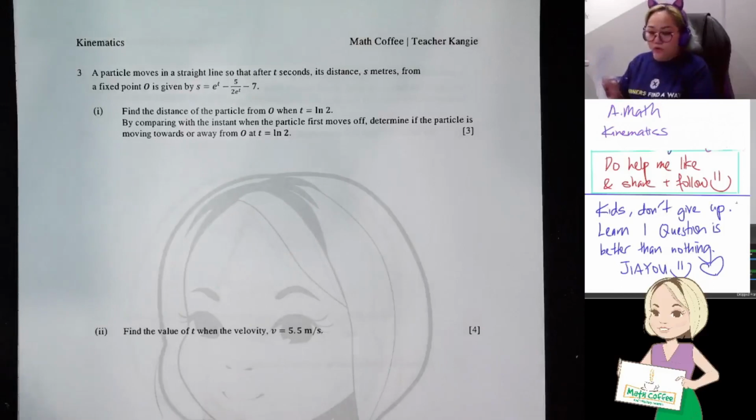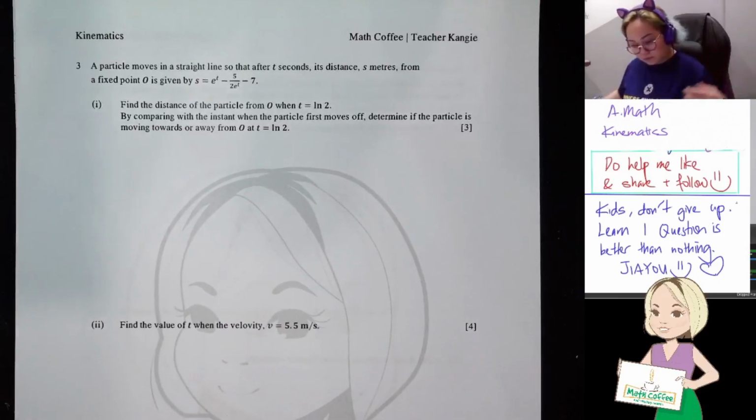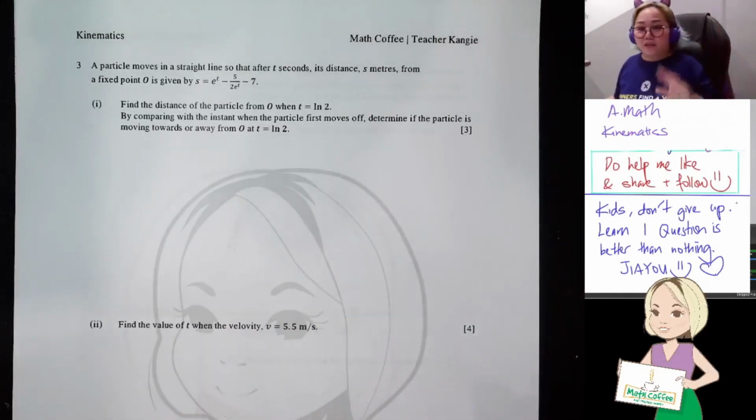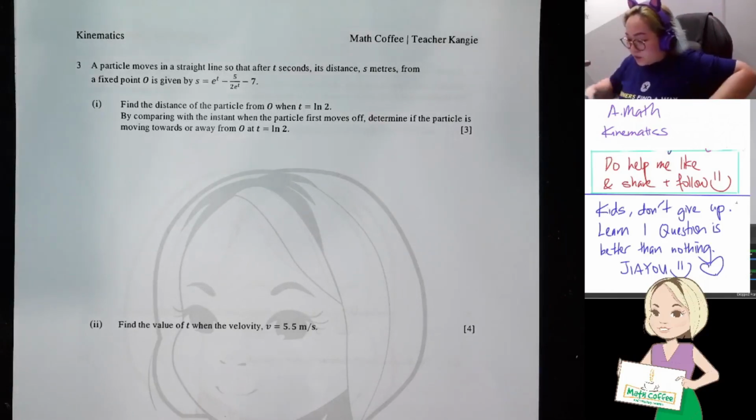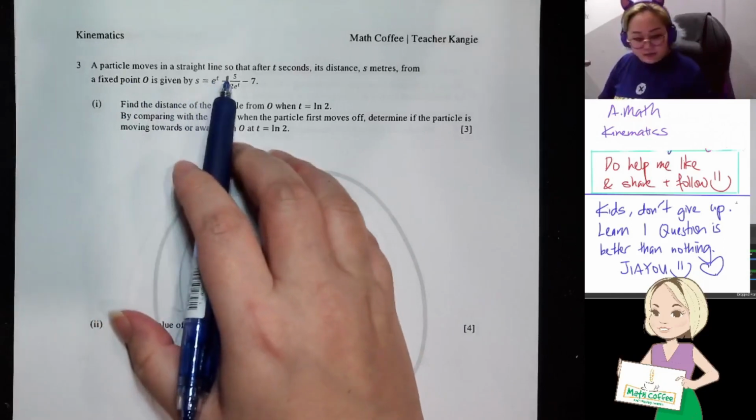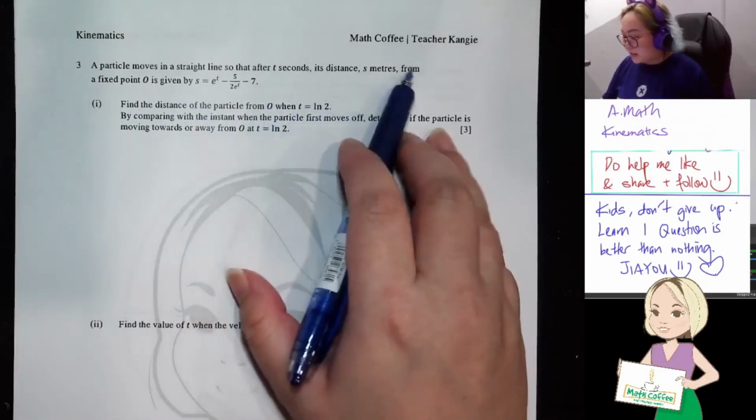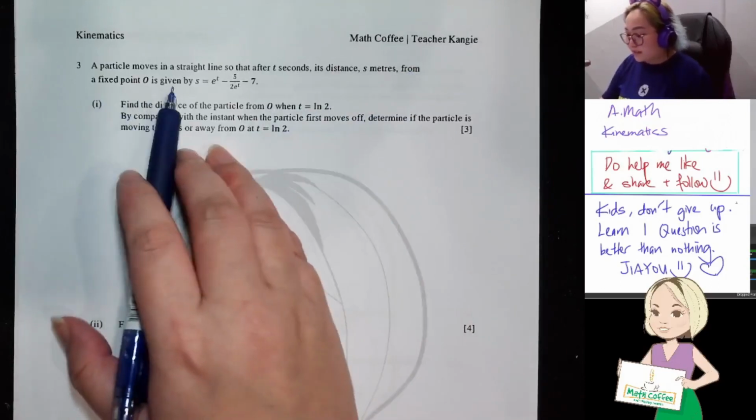Okay, let's move on to question number 3. This question number 3 is a good one. Later I will show you why. A particle moves in a straight line so that after t seconds its distance s meters from a fixed point is given by blah blah blah. This is exponential, e.